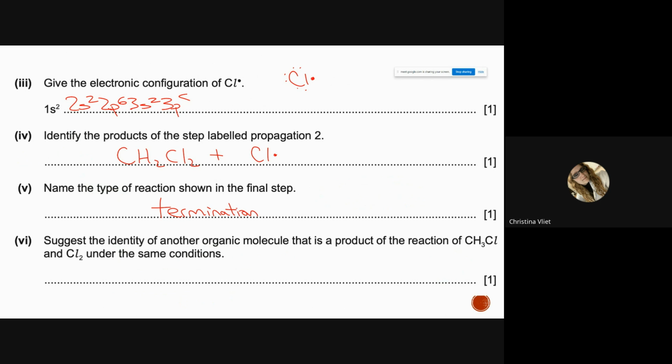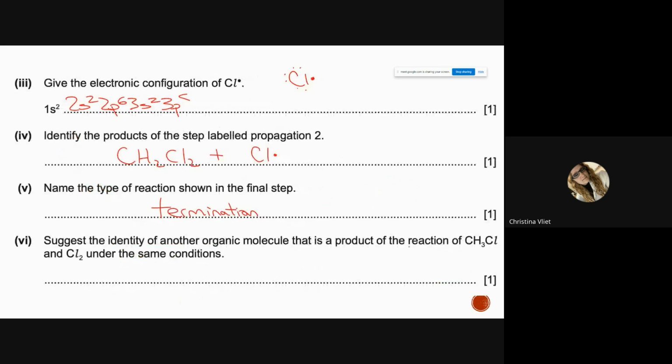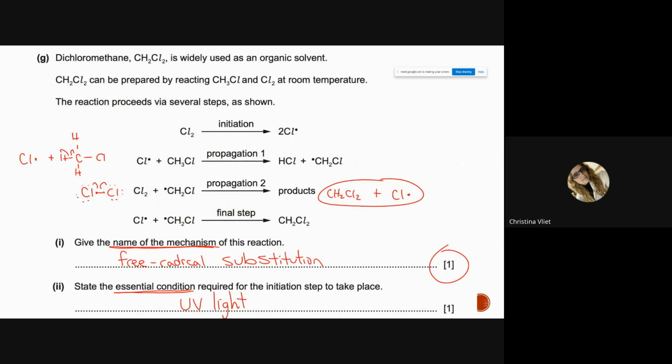Now, an interesting question. Suggest the identity of another organic molecule that could be the product of the reaction of CH3Cl and Cl2 in the same conditions. Are there any other products you could make besides what they have told you here? Anyone make a suggestion? CHCl3. That's the first one they give, actually. And that's basically just swapping another chlorine for another hydrogen, which can happen over and over again.